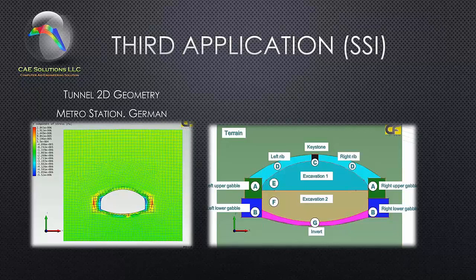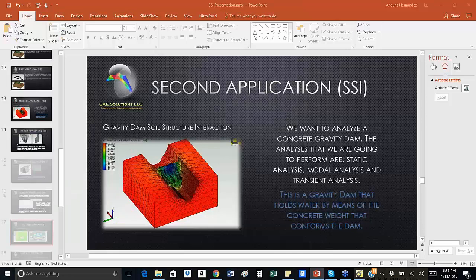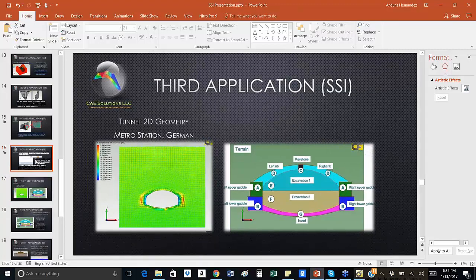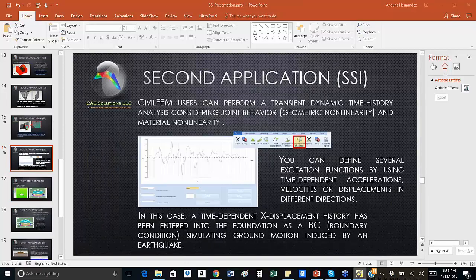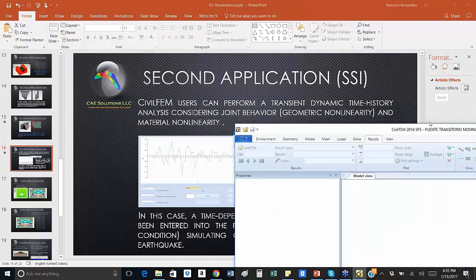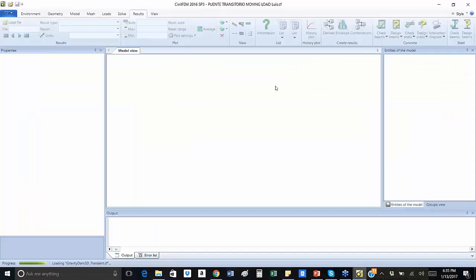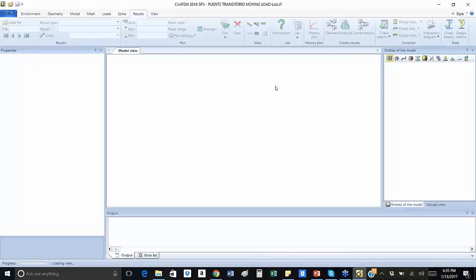We will now see this model in Civilfem. The tunnel is modeled as a 2D. After we do this model, we're going to see the third application, a tunnel, going back to the second application. Now I'm going to open up the model and look at the gravity model.